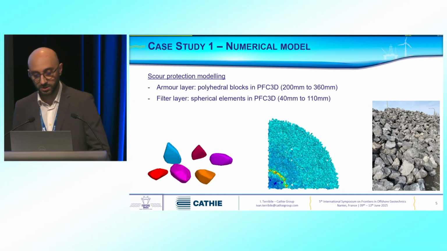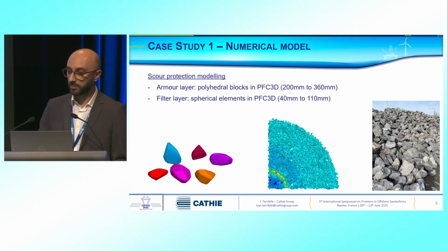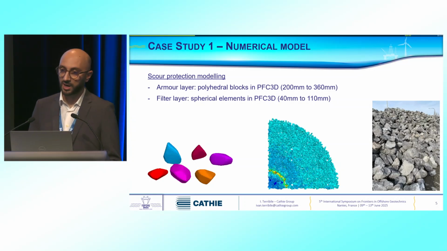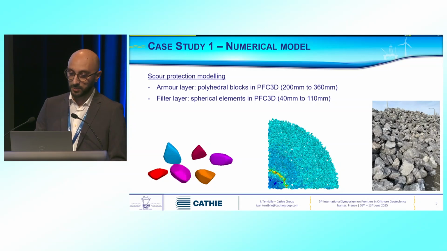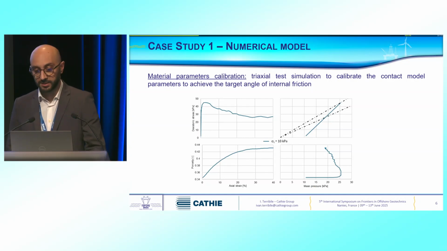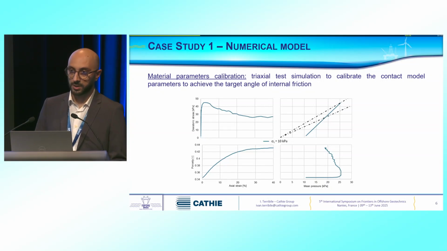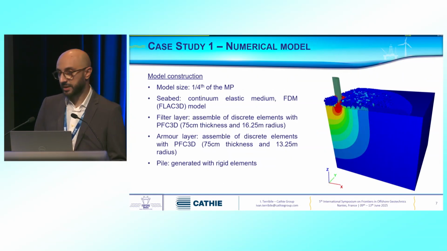The armor layer was modeled in PFC 3D with polyhedral blocks, while the granulometric curve of the filter layer was modeled in PFC 3D with spherical elements. An important part of the DEM modeling is the calibration of the soil behavior. In this case, simulations of triaxial tests were performed in PFC 3D in order to calibrate the microscale parameters of the contact model and to achieve the target angle of internal friction of the material. Once the contact model was calibrated, the model was built.